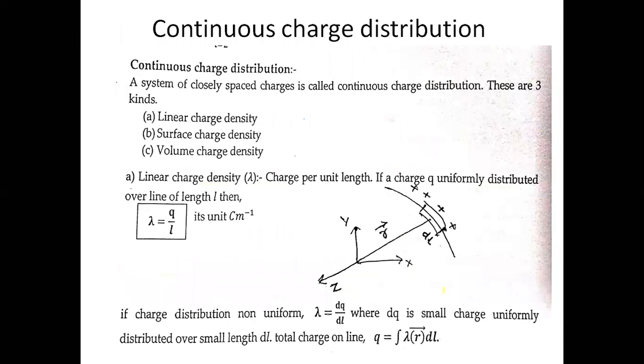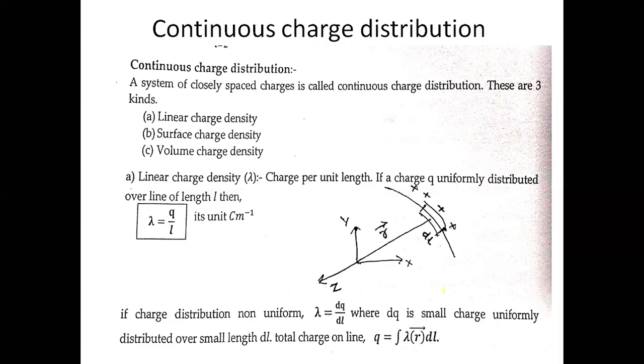So the next concept I have taken here is continuous charge distribution. What is meant by continuous charge distribution here? A system of closely spaced charges is called continuous charge distribution. The charges are closely spaced. If the charges are closely spaced, that system itself is called continuous charge distribution. The charges should be placed continuously, closely spaced. That kind of charge distribution is called continuous charge distribution.